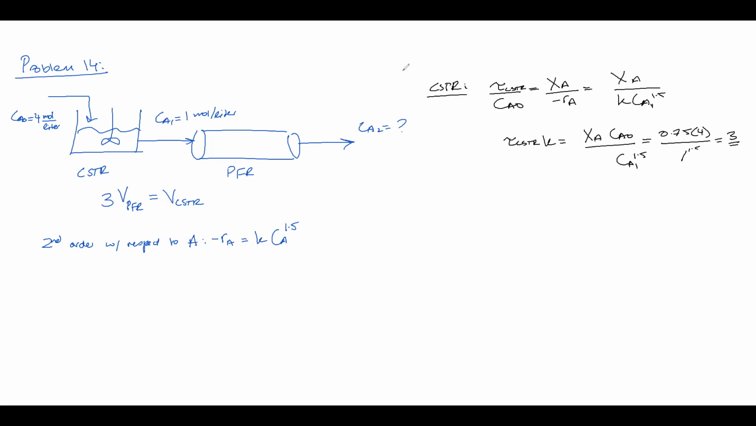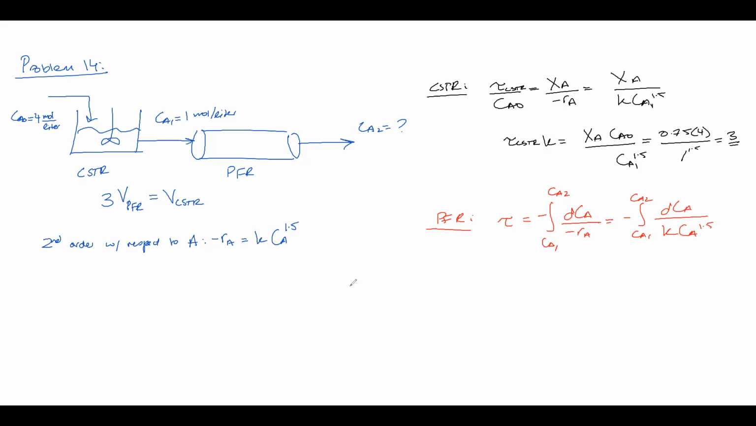So now let's do the same for the PFR. For the PFR, the performance equation we said will be tau is equal to the integral from CA naught, or in this case I have CA1 and CA2, so just be careful with these expressions as well, from CA1 to CA2 of dCA over minus RA. So this will be minus integral CA1 to CA2 dCA over K CA to the 1.5.